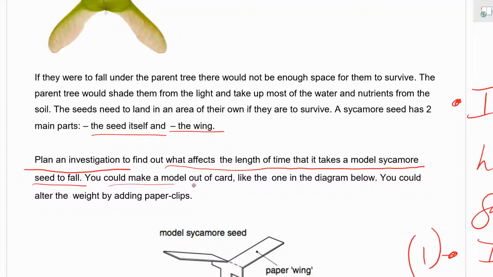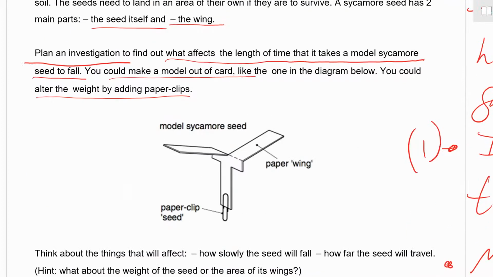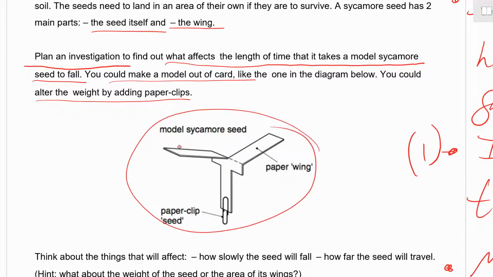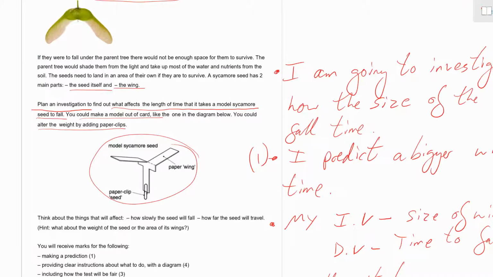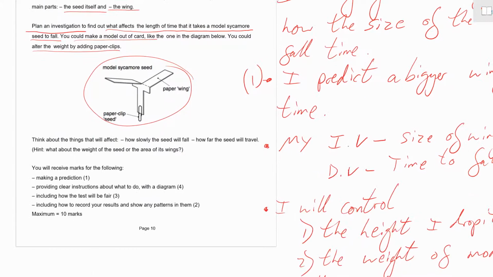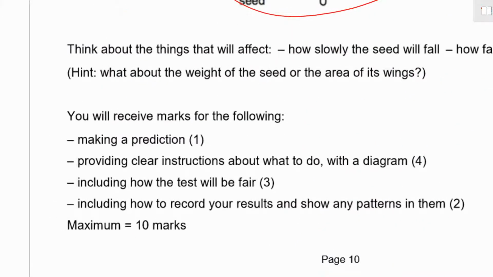You can make the model out of card like the one in the diagram, and you could alter the weight by adding paper clips. So it's already given you a helpful addition. Okay, so one possible suggestion is you might keep adding paper clips. Now I went for a different alternative, just to give you another idea. But the important thing is it's worth 10 marks here.